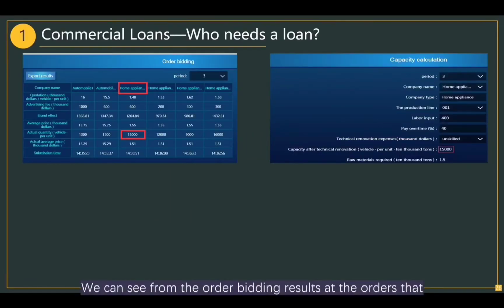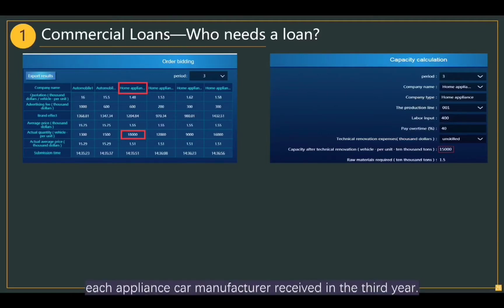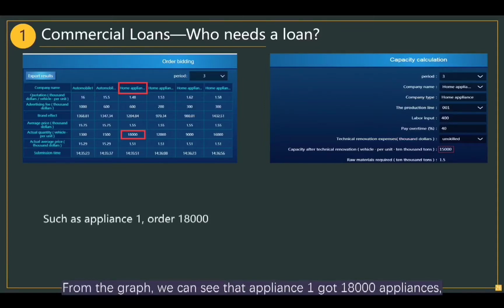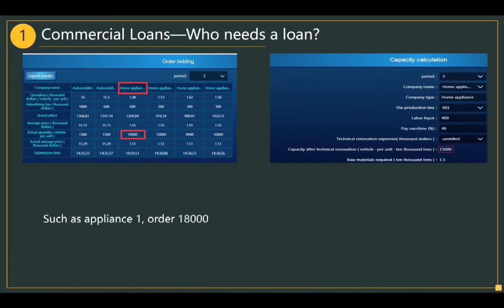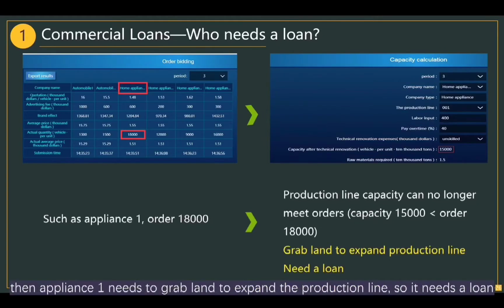We can see from the order bidding results the orders that each appliance and car manufacturer received in the third year. From the graph, we can see that appliance 1 got 18,000 appliances. After the capacity calculation, we can see that the production line capacity can no longer meet the orders. Capacity 15,000 is less than order 18,000. Then appliance 1 needs to grab land to expand the production line. So it needs a loan.